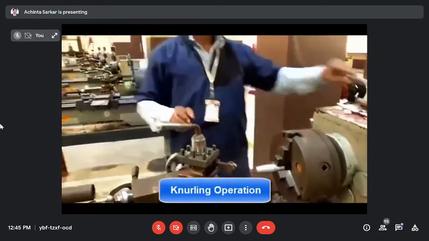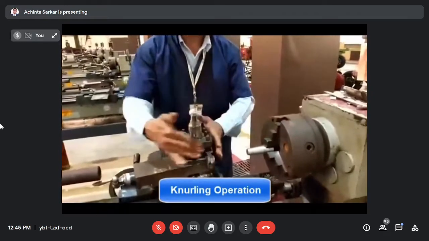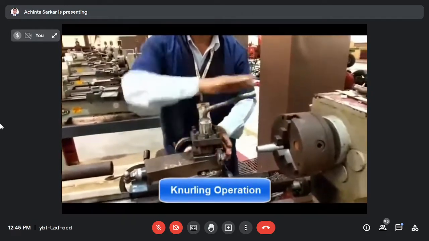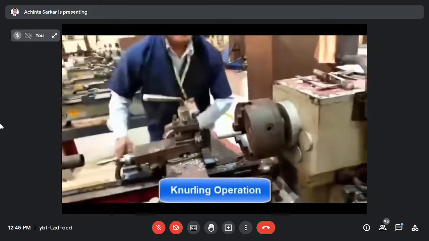Now tighten it forcefully, otherwise you may lose the tool and it becomes dangerous. Again, set it at 90 degrees to the axis of the workpiece. Then lock the tool post with the help of the tool post lock.